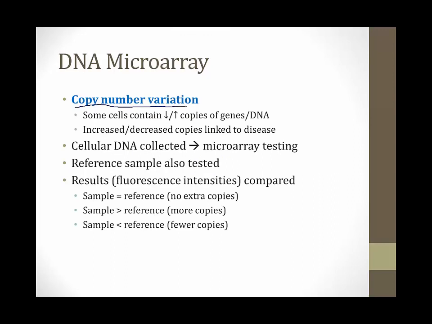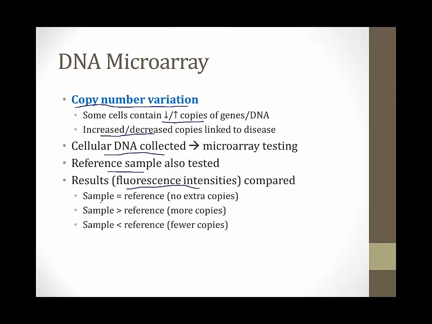Copy number variation is a phenomenon in which some cells contain increased or decreased copies of a particular gene or segment of DNA, and in some cases increased or decreased copies are linked to disease, and copy number variation can be identified by DNA microarray testing. The way this is done is that cellular DNA is collected for microarray testing and a reference sample is also tested. The computer then compares the fluorescence intensities of the sample of interest to the reference sample.